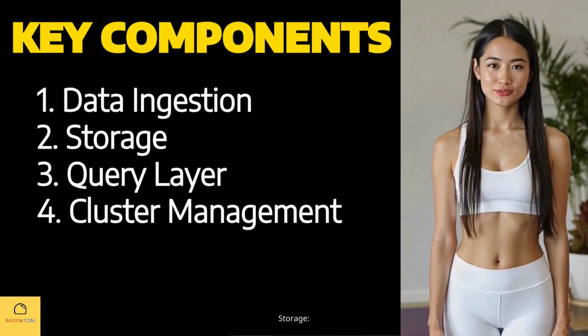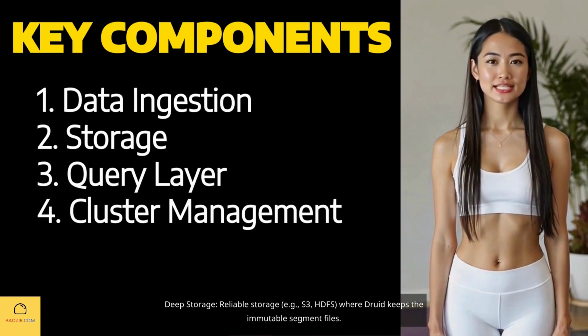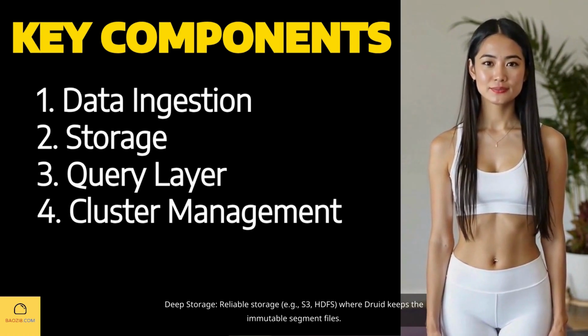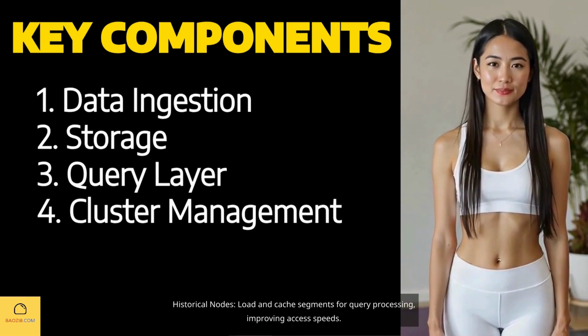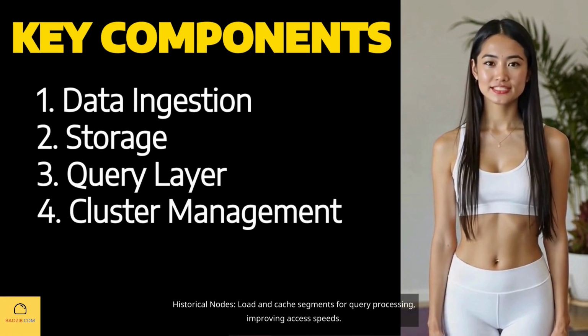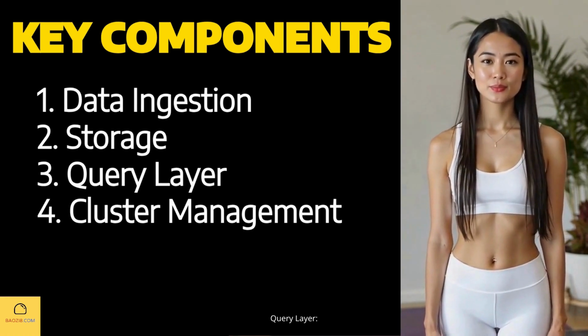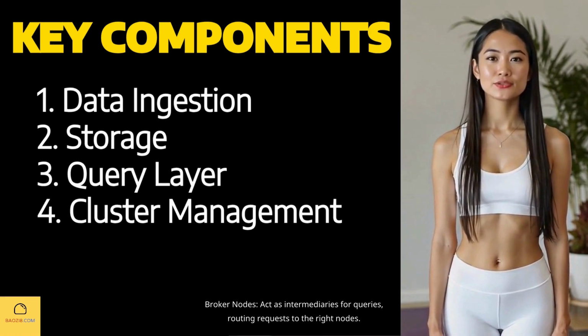2. Storage, deep storage. Reliable storage, e.g. S3, HDFS, where Druid keeps the immutable segment files. Historical nodes. Load and cache segments for query processing, improving access speeds. 3. Query layer. Broker nodes. Act as intermediaries for queries, routing requests to the right nodes.